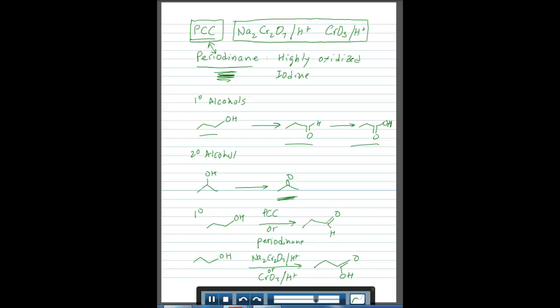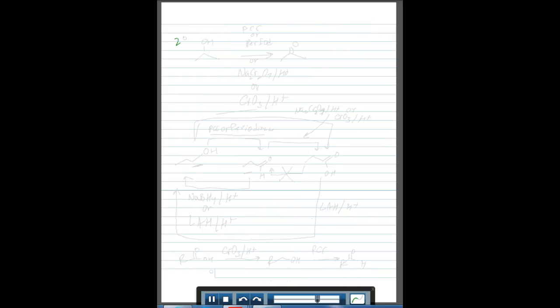Okay? So PCC or periodinane to get the aldehyde, stops at the aldehyde. Sodium dichromate or the CrO3 in acid to go all the way to the carboxylic acid. It doesn't stop at aldehyde. Okay? It goes all the way to the carboxylic acid. Okay? Now, for secondaries, it doesn't matter which one you use. It's going to do the same thing.